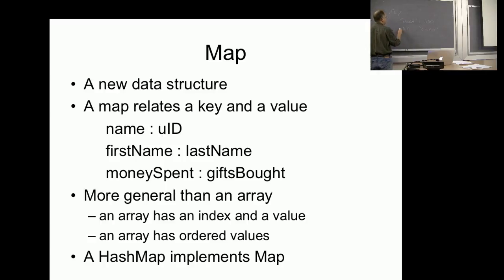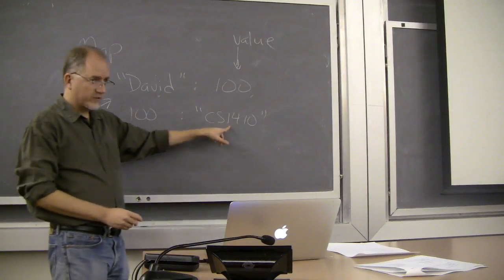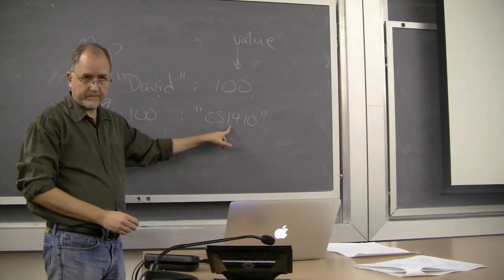This side, the left side, we call the key. And it's sort of the thing that accesses into the map. And over on the right side is the value. And the value is what's stored at this key. So you give it a key, David, and store a value to associate with that key. You give it a key, 100, and you store a value to associate with that key. All right?